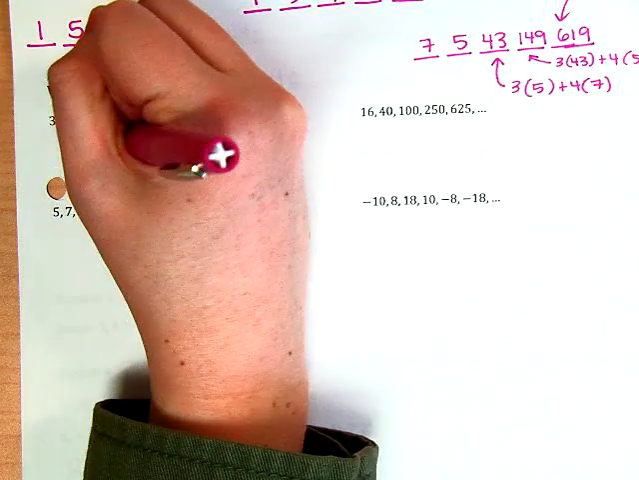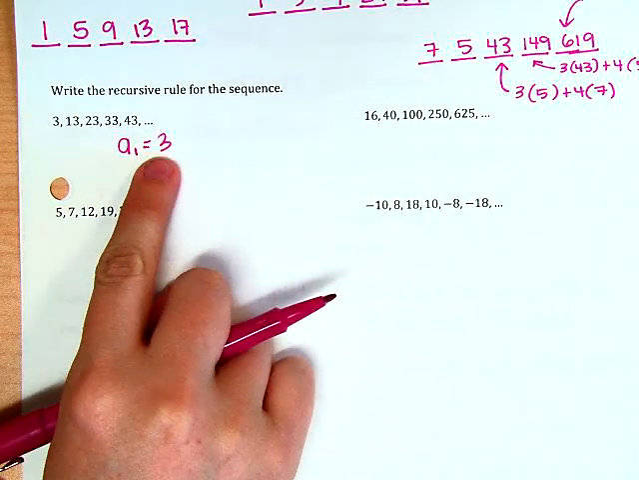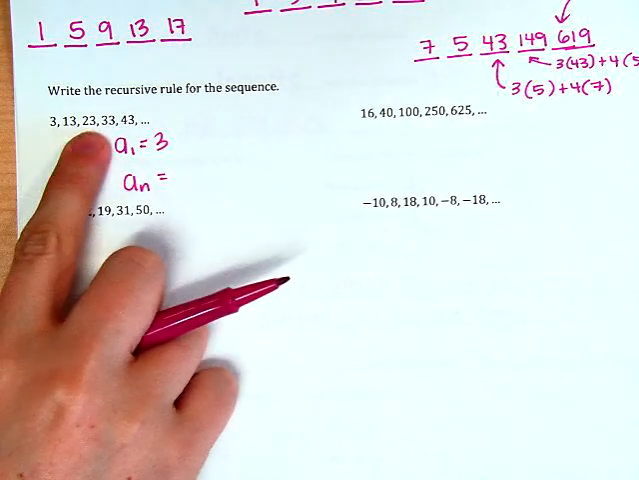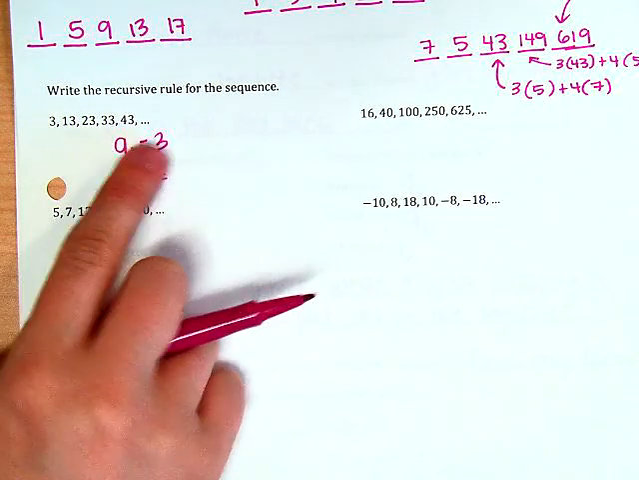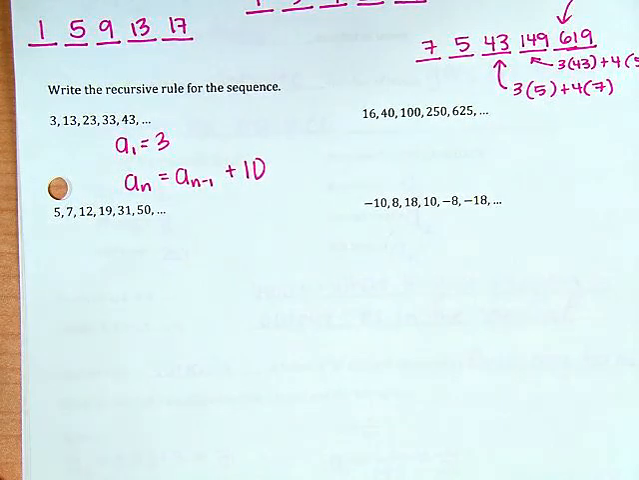Okay. Write the recursive rule for the sequence. So recursive rules always start off with my first term is 3, or whatever your first term is. First term is 3. To find the next one, what's happening here? My pattern is I'm adding 10. So I take my previous term and I add 10.